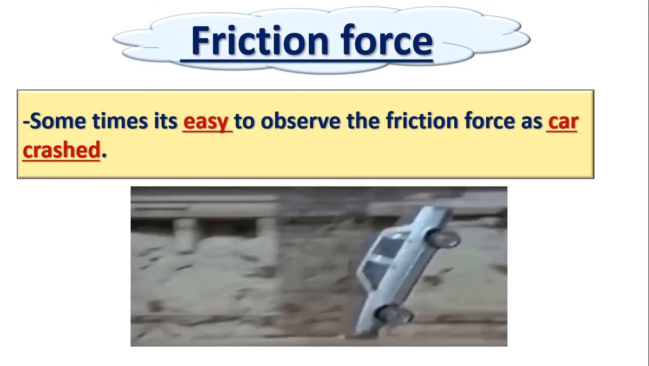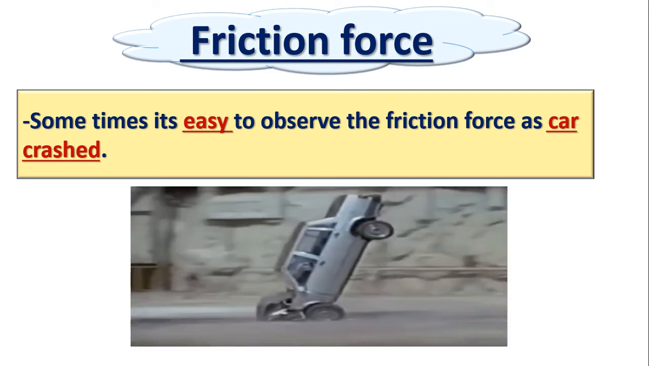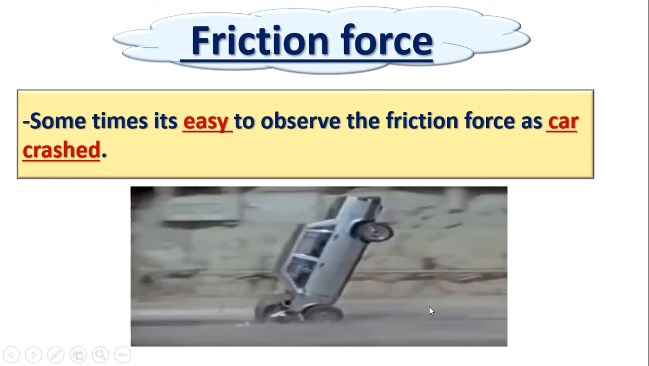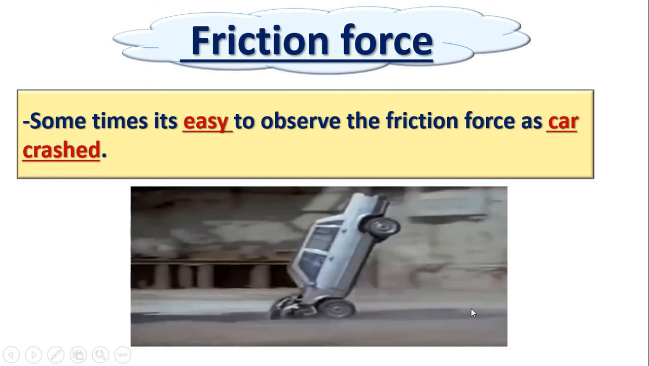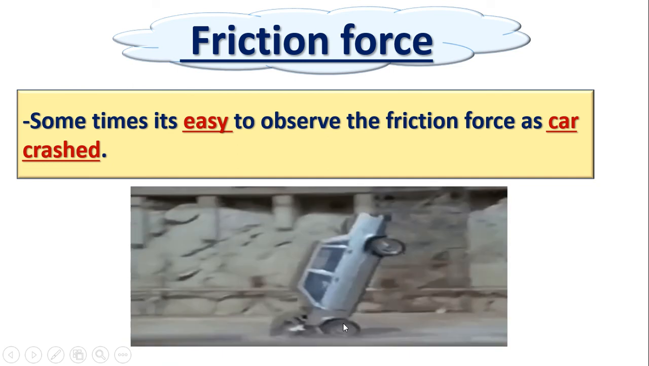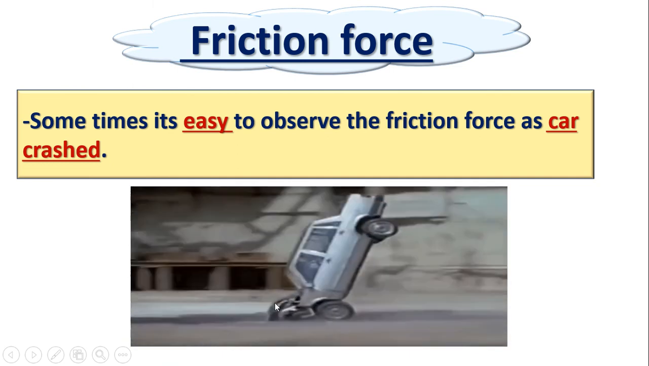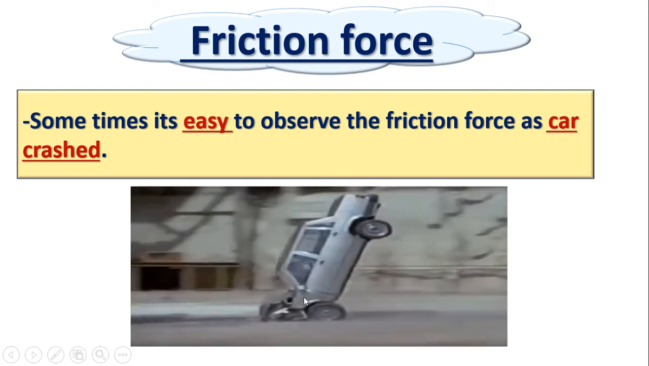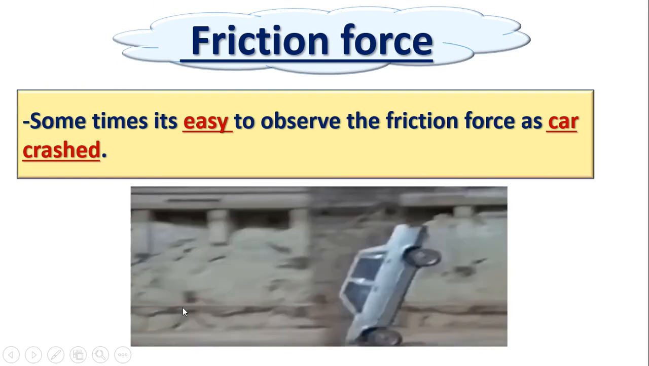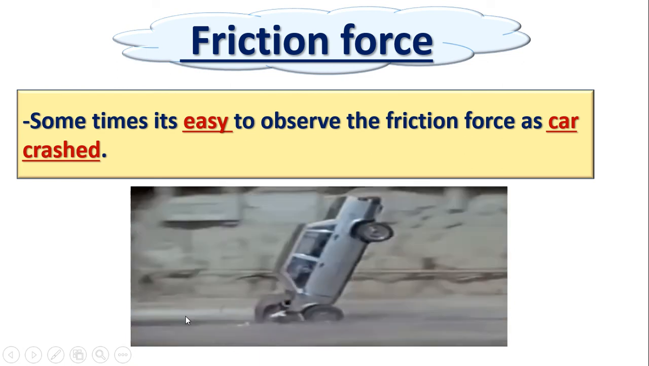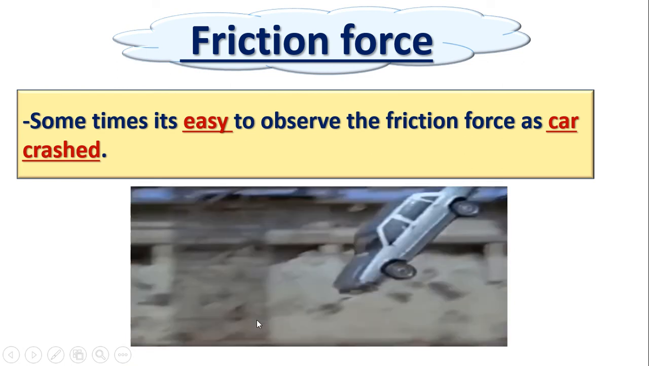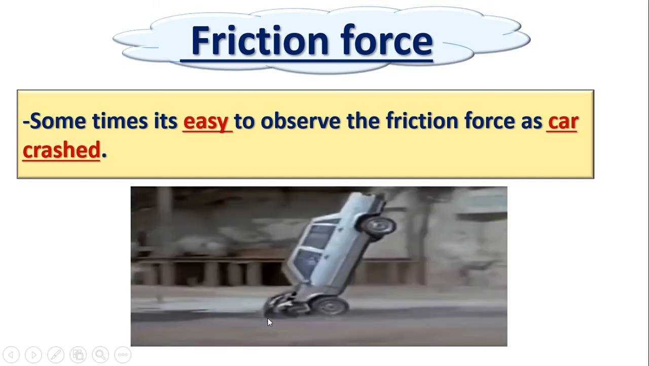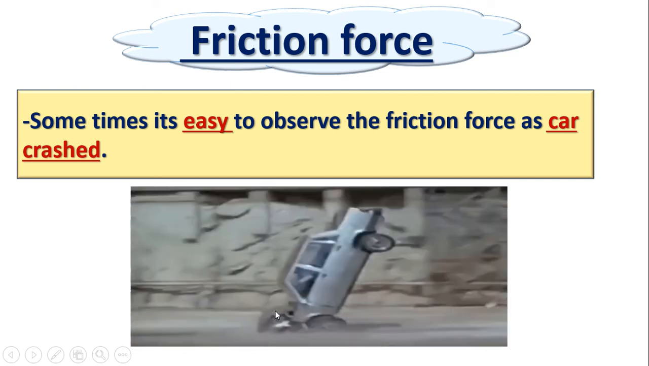Sometimes you can see the friction force very easily, like in a car crash. When the car crashes, it is moving. How can the car stop? By the friction force rubbing between the car and the street. Can you see it here? Rubbing between the car and the street with an equal amount of force in the opposite direction makes the crashed car stop moving. So here you can see the friction force very easily.